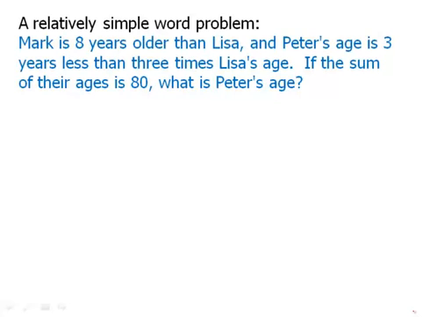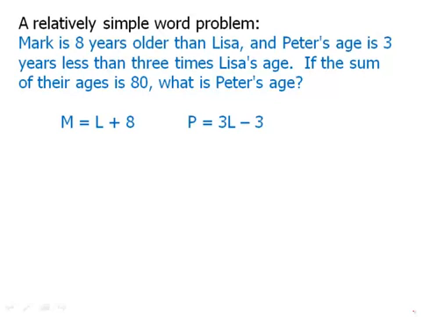Mark is 8 years older than Lisa, and Peter's age is 3 years less than 3 times Lisa's age. If the sum of their ages is 80, what is Peter's age? So Mark equals 8 years older than Lisa, L plus 8. That's one equation. The other one is a little trickier. Peter is, P equals 3 years less, so we're subtracting 3 times Lisa's age. So 3L minus 3. That's Peter's age.